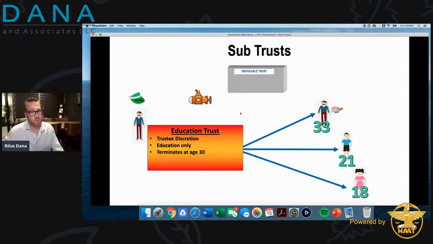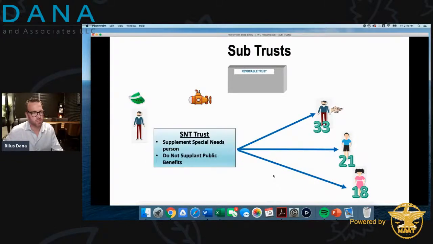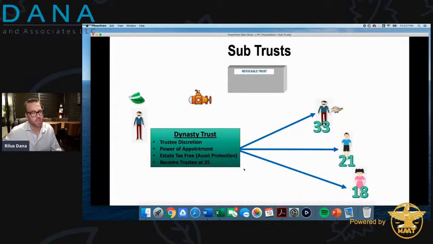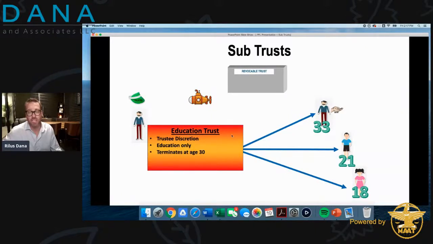Now it is possible, and it's not uncommon to have multiple types of sub-trust. So we design plans sometimes where maybe there's one beneficiary that has some special needs, so we do a special needs trust for them. We do a dynasty trust for all the children who are receiving a bulk of the inheritance, and then maybe an education trust for the grandkids or nieces or nephews. So yeah, lots of different options with sub-trust, and a way that you can protect your family.